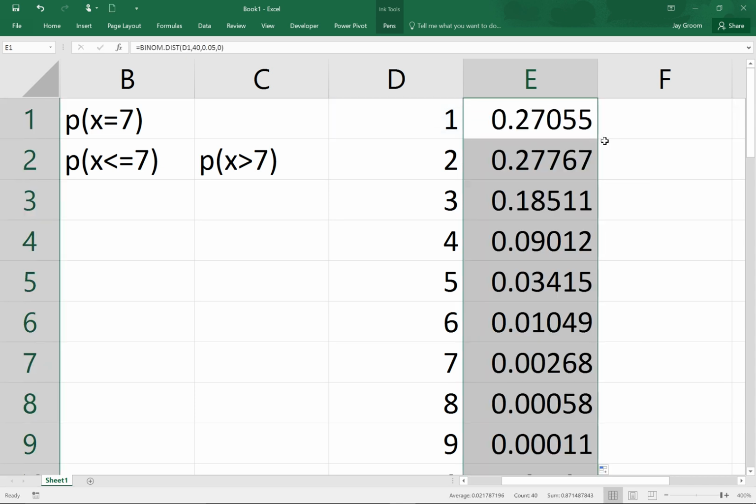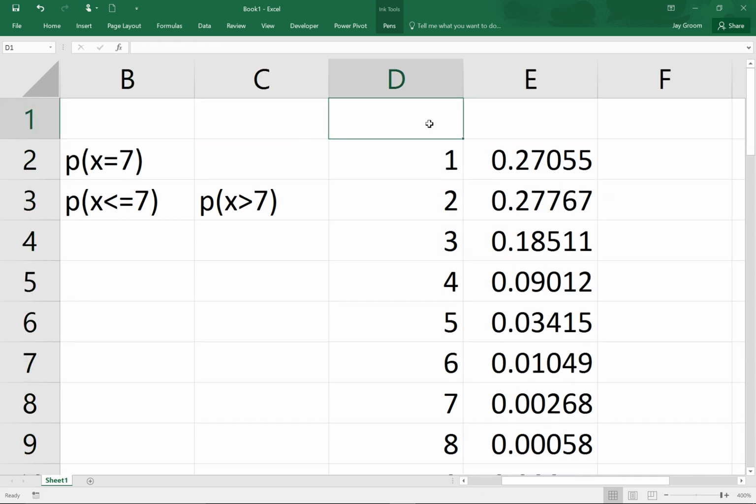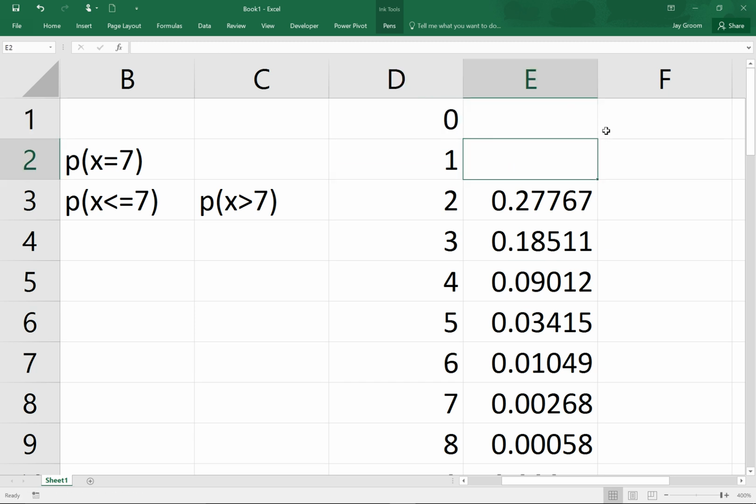So if you look at that, there's a 27% chance. Oh, I missed 0. Darn it. Never fear. I'll just add a line. Try that again. Oh, fart.